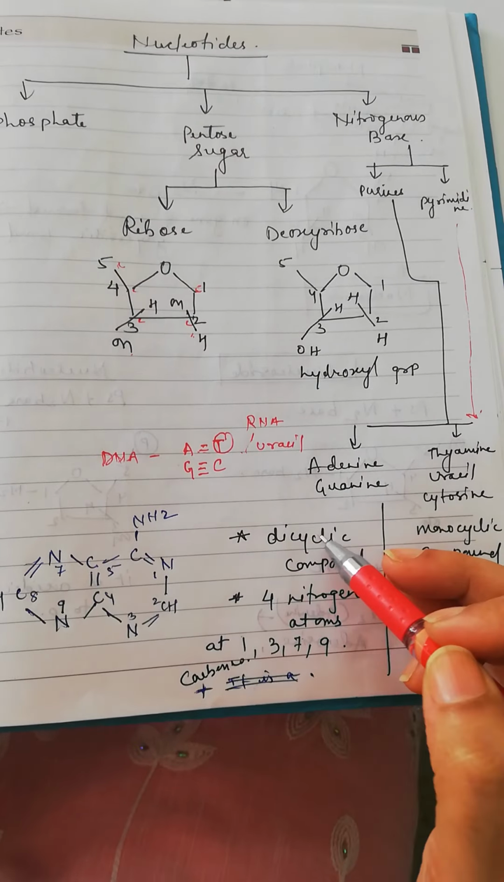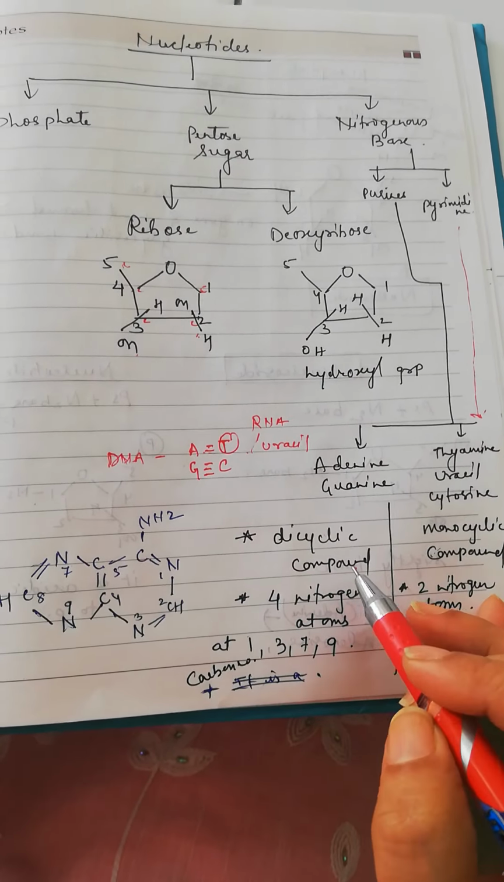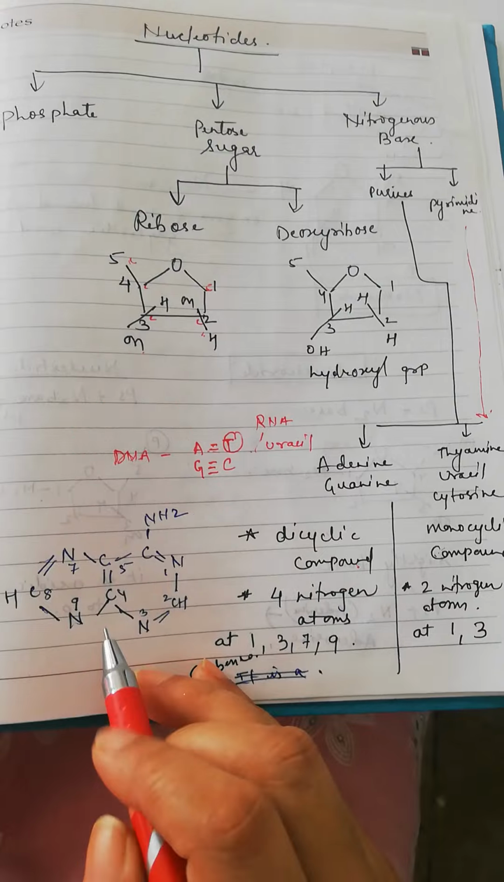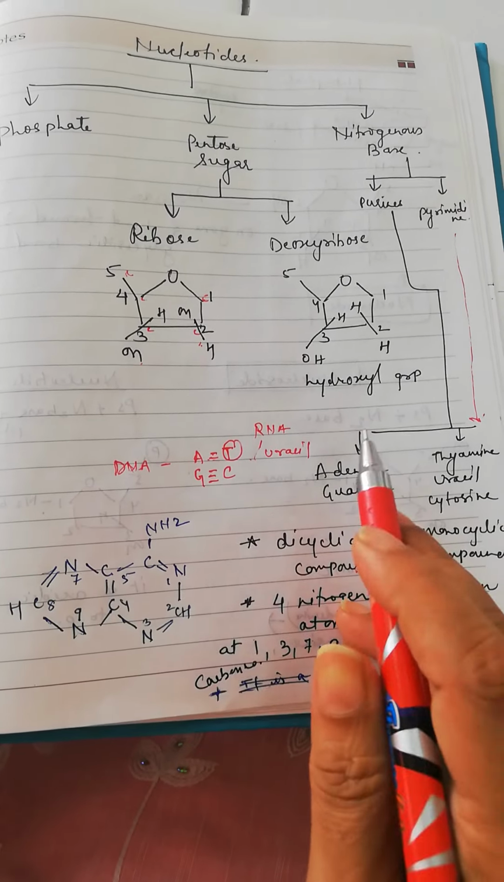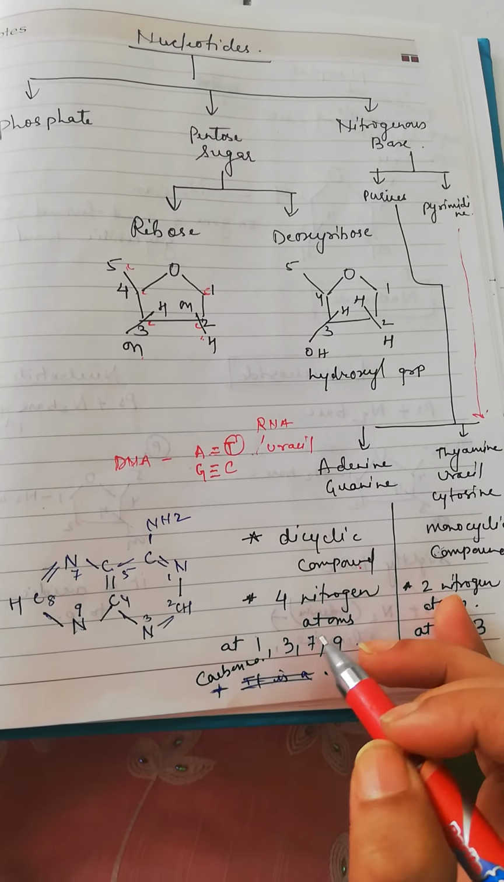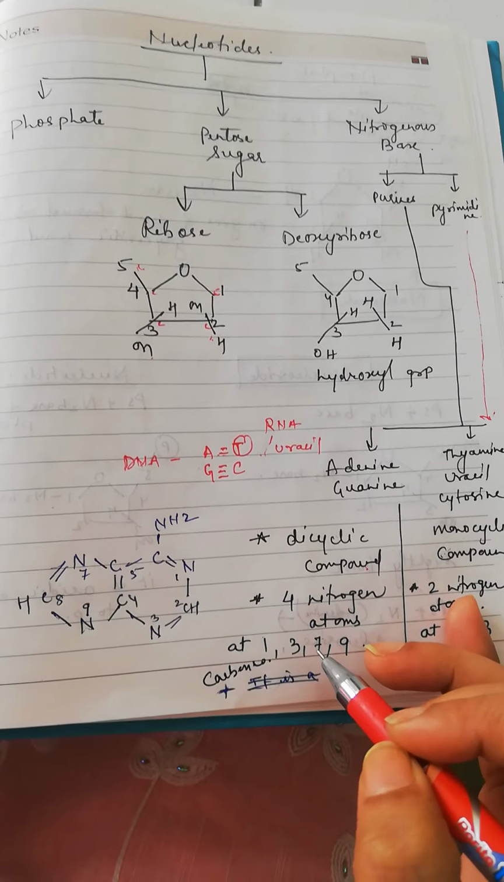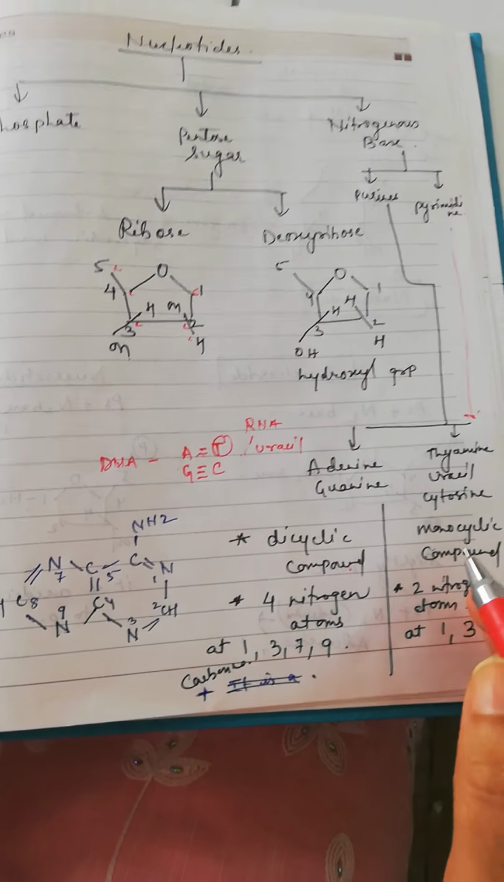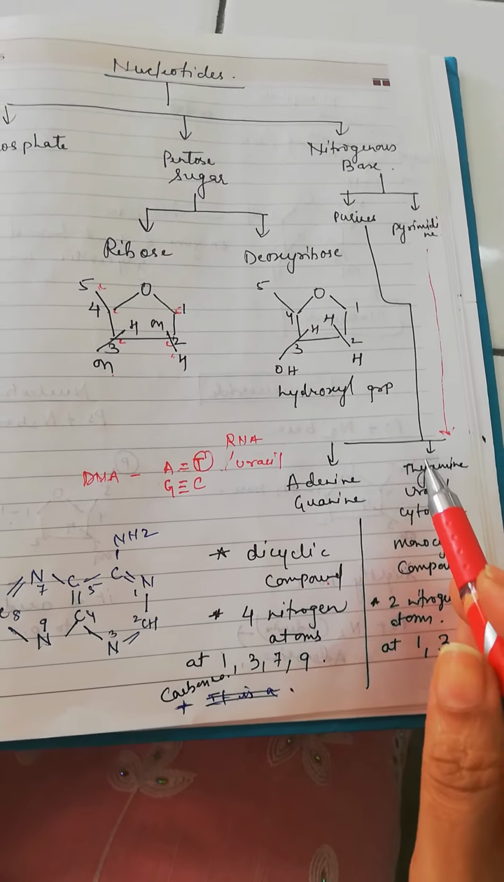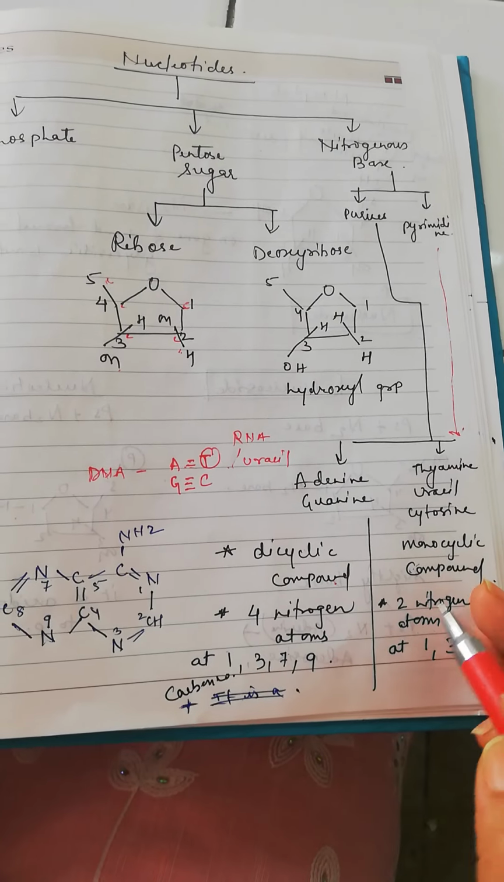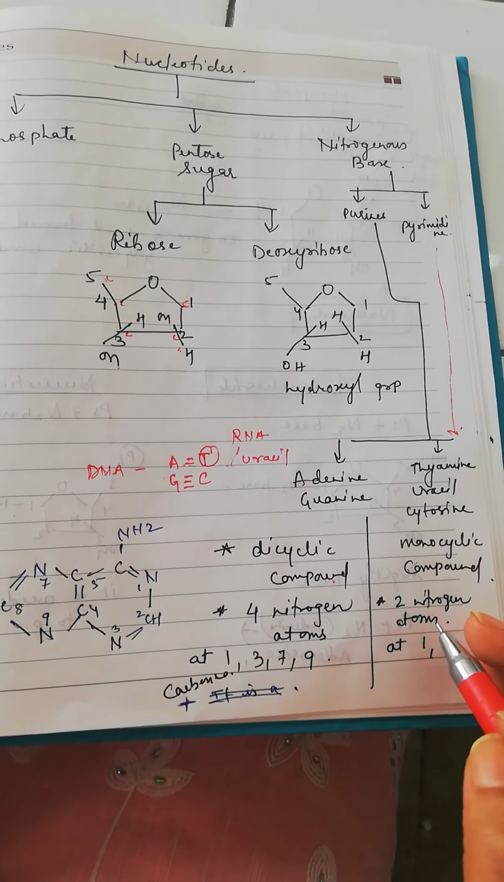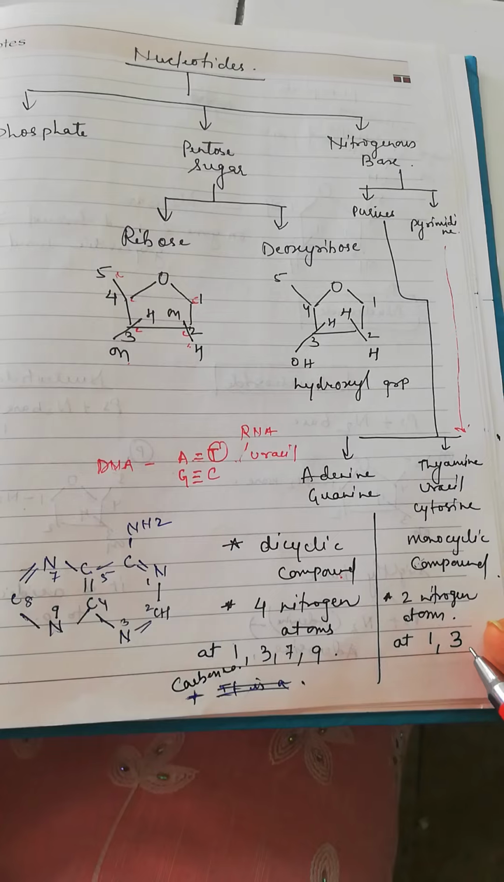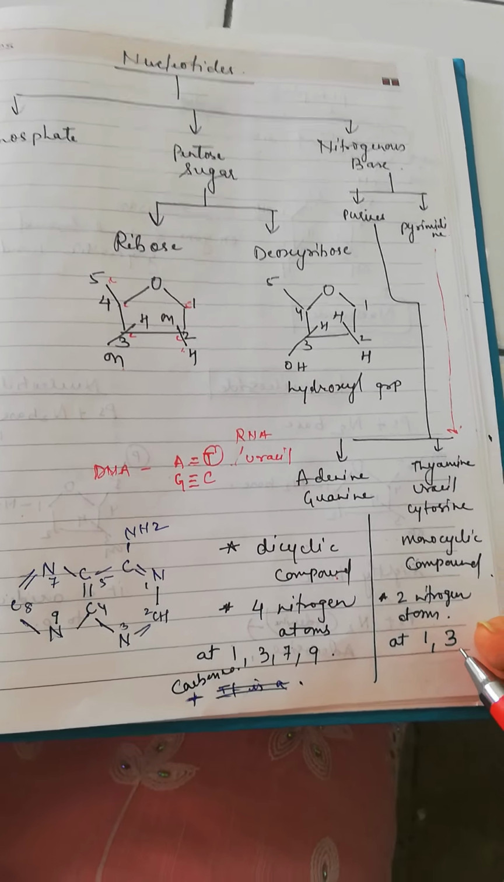I hope this dicyclic and monocyclic compound you understood by this structure. Like in dicyclic, which is a purine, it has 4 nitrogen atoms at the first, third, seventh, and ninth positions. Whereas pyrimidine is a monocyclic compound and it has 2 nitrogen atoms at the first and third position of the carbon, right?